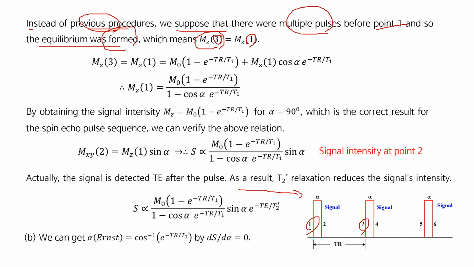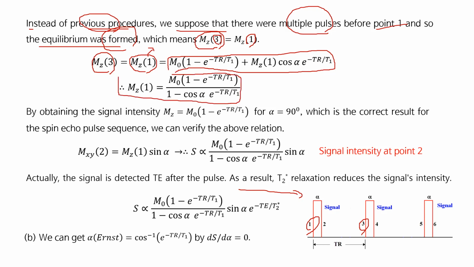So in this condition, we can have mg3 equal mg1. mg3 was given this value, and mg1 is m0 cosine alpha, so we can get this expression for mg1.